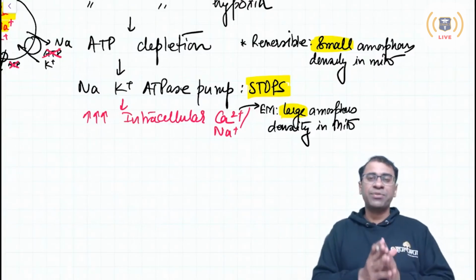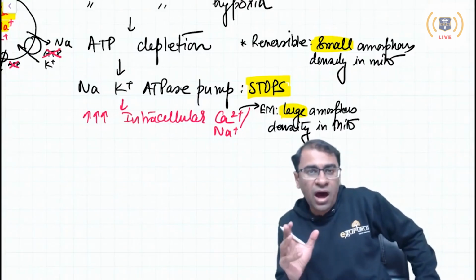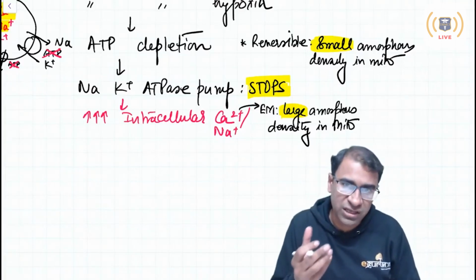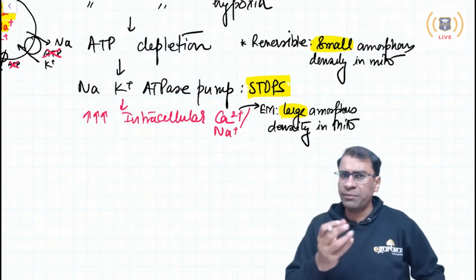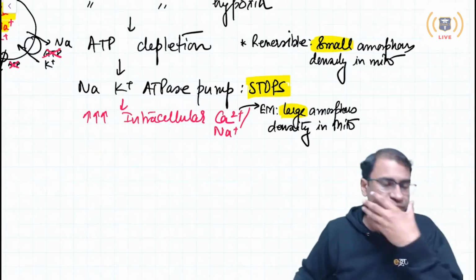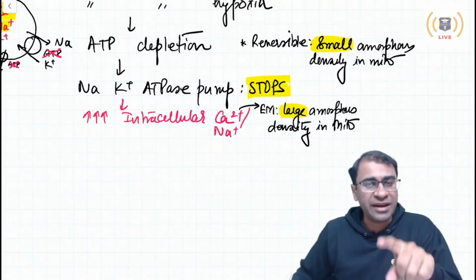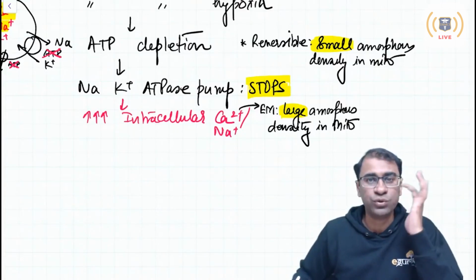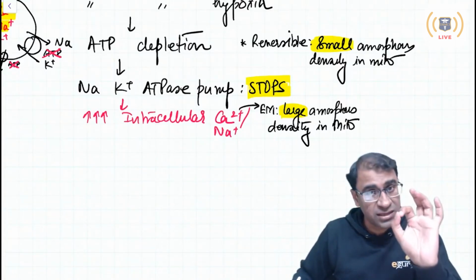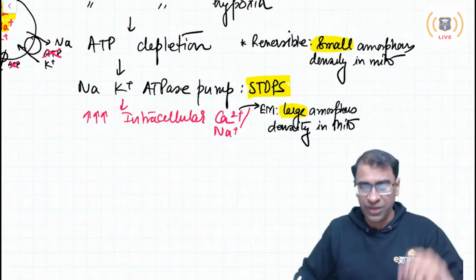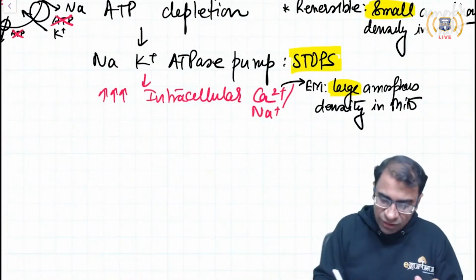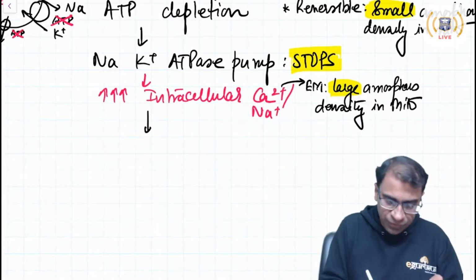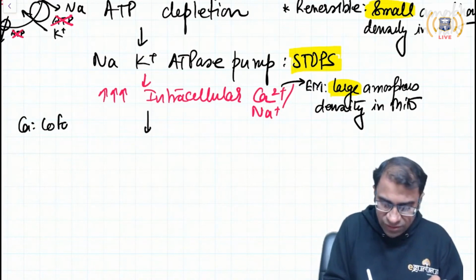Whenever you see the term large flocculent amorphous densities, this term flocculent means large. It is seen in irreversible injury only. But if there has been an MCQ in the NEET pattern asking about small amorphous densities, then the answer is reversible injury. Anyhow, the other effect of increase in calcium: you all know calcium is the cofactor of enzymes.